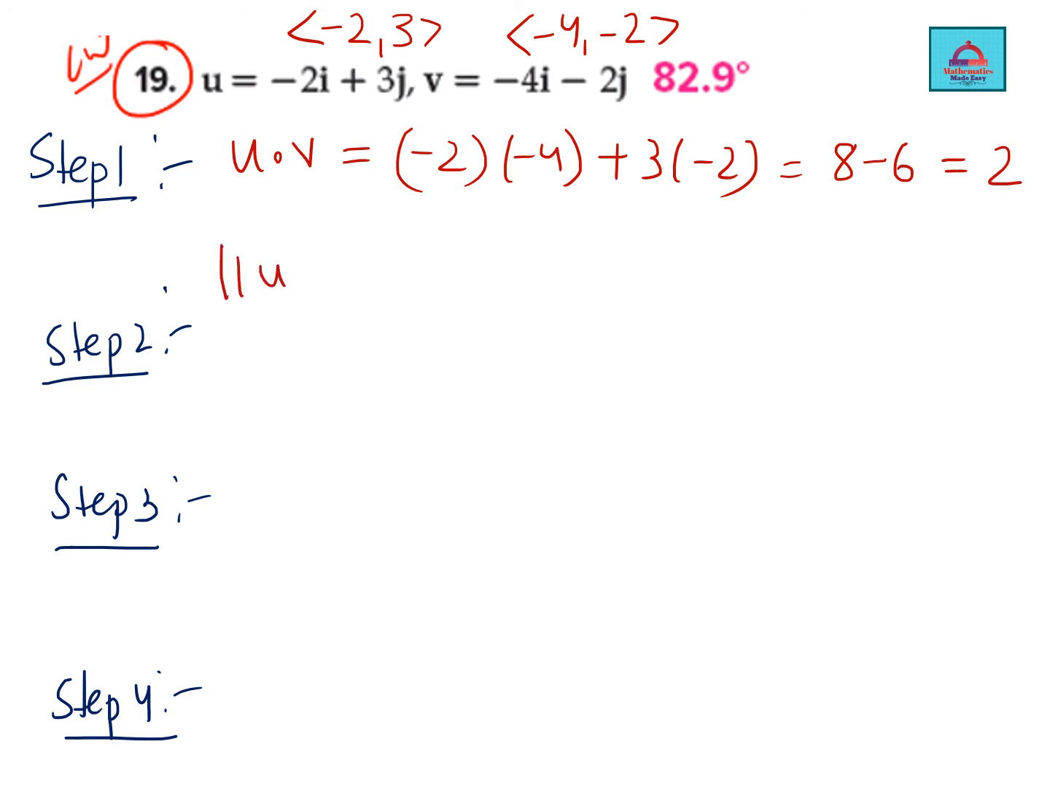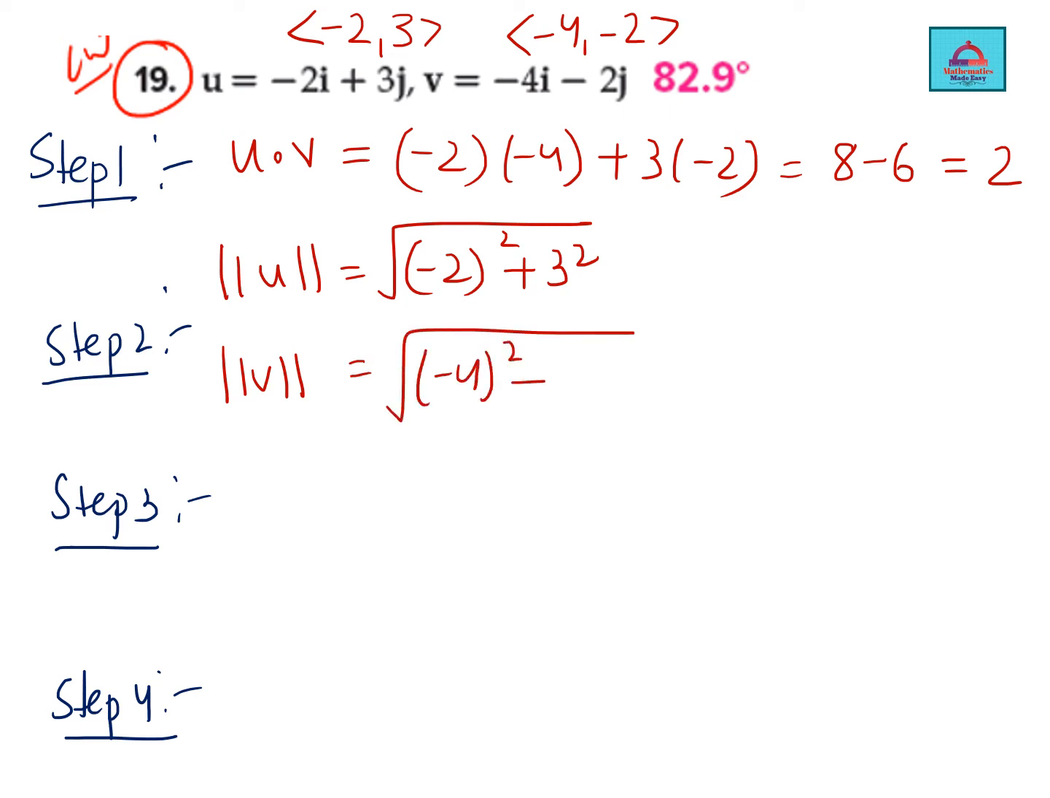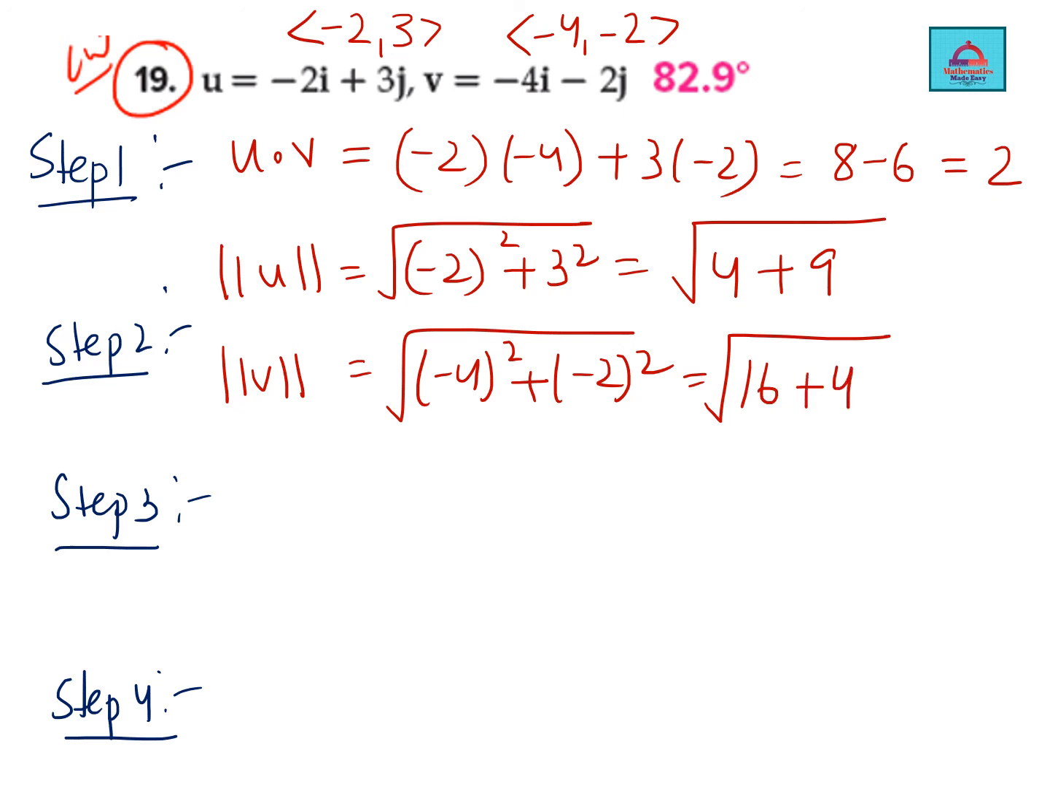Now you take the magnitude of u and the magnitude of v. So very easy, minus 2 square plus 3 square coming from here, and from here you have negative 4 square plus negative 2 square. So this comes out to be 4 plus 9. This comes out to be 16 plus 4. So this is square root 20 and this is square root 13.